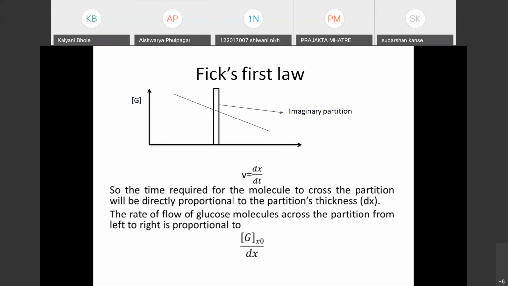Whatever sugar you are putting, those glucose molecules will move randomly inside this aqueous medium, in this water. So their velocities are also uniformly distributed. We consider that the velocities are uniformly distributed in all directions.